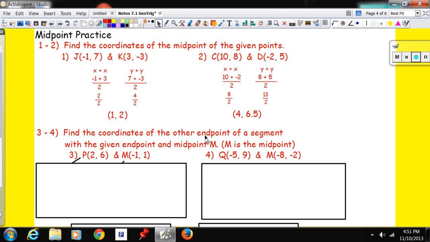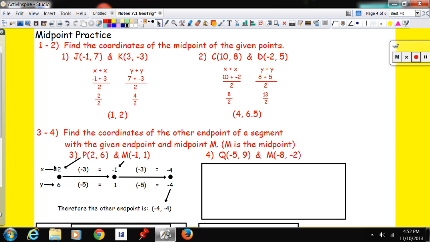Find the coordinates of the other endpoint of a segment with the given endpoint and the midpoint. So this time they give you a point and they give you the middle, and they want you to find the other end. So if this point is in the middle, what would the other endpoint be? So here's what I would suggest. If your first x is 2 and your middle is negative 1, to get from 2 to negative 1, you subtracted 3. So from this point to the middle, you subtracted 3. So to get from the middle to the next point, you're going to subtract 3 again. You're going to do the exact same thing both times to get the other endpoint. So if you subtracted 3 here, you're going to subtract 3 here.